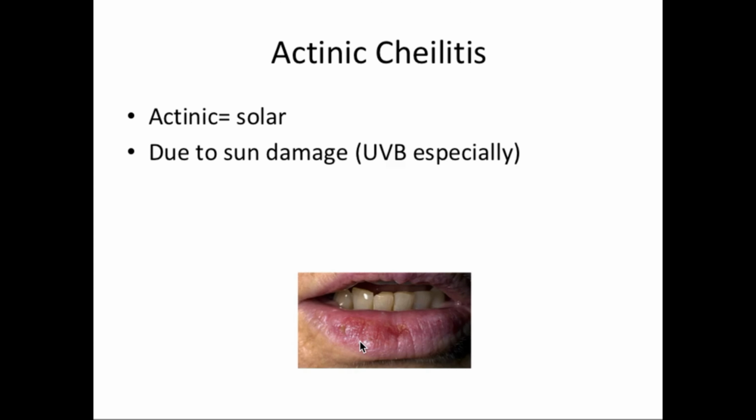Next, we have actinic cheilitis. Actinic is always referring to solar, some sun damage, and cheilitis, we've already seen before, is referring to lip inflammation. So this is due to sun damage, UVB rays especially. Now just remember B is for bad. So there's UVA, UVB, UVC, and this is the bad type that's causing actinic cheilitis.